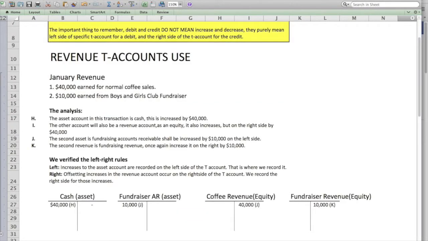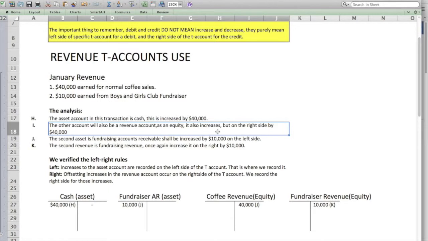Now, the first transaction we're going to be handling today is the standard revenue transactions that Jello receives over the course of the month. Jello had two types of revenue. He had normal coffee sales from his shop, and he had fundraiser revenue that he earned from the Boys and Girls Club fundraiser. For the January revenue, Jello earned $40,000 for normal coffee sales. He earned $10,000 for the Boys and Girls Club fundraiser. These are going to be handled separately.